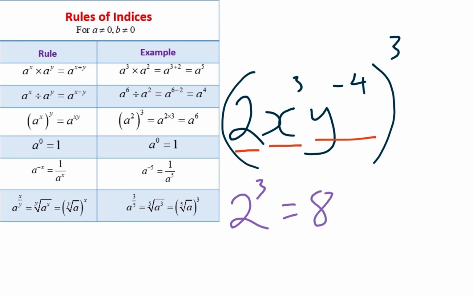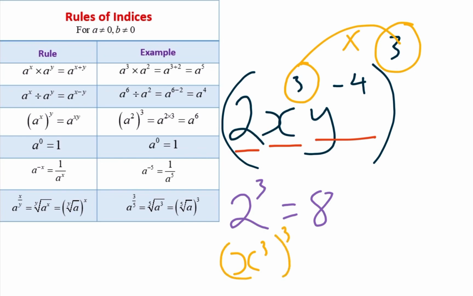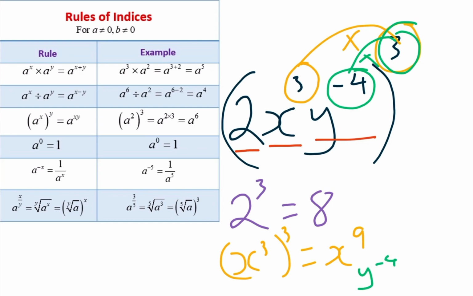Then let's do our power and our power. We've got a 3 and a 3. We multiply, we don't add. So therefore, x^3 with another 3. Remember, power outside of a power gives me x^9. The last one that we've got, minus 4 and a 3. Let's connect them and multiply them. So we've got y to the minus 4 with a 3. And if we multiply it, we get y to the minus 12.